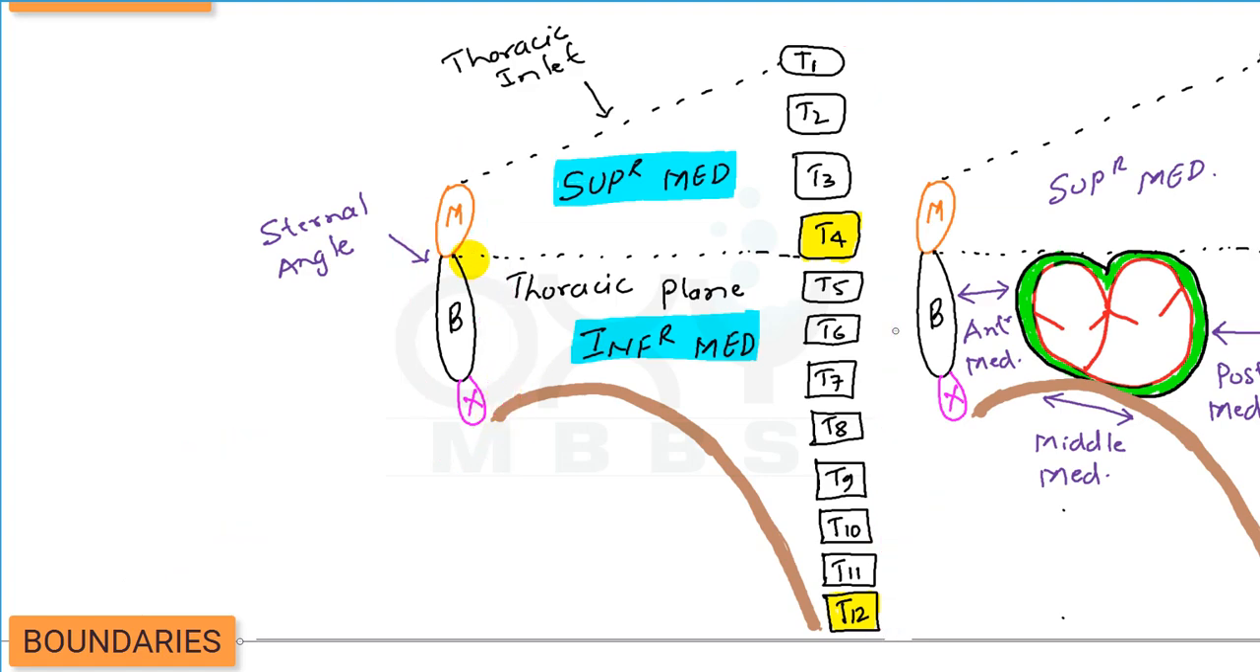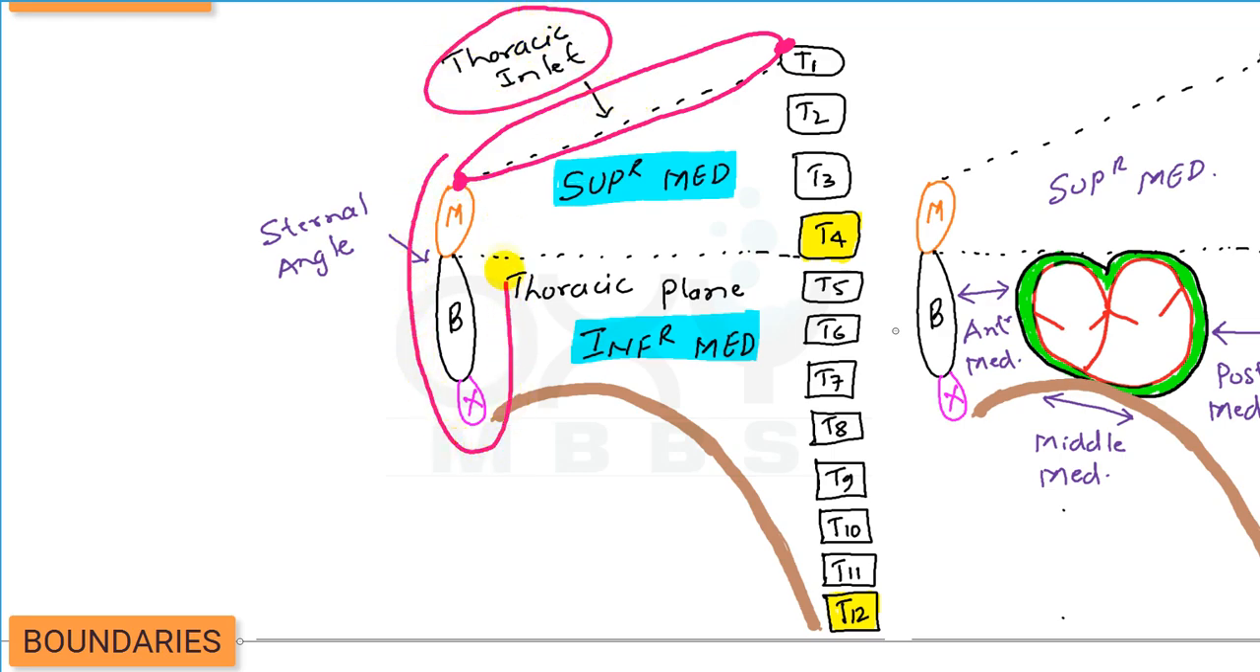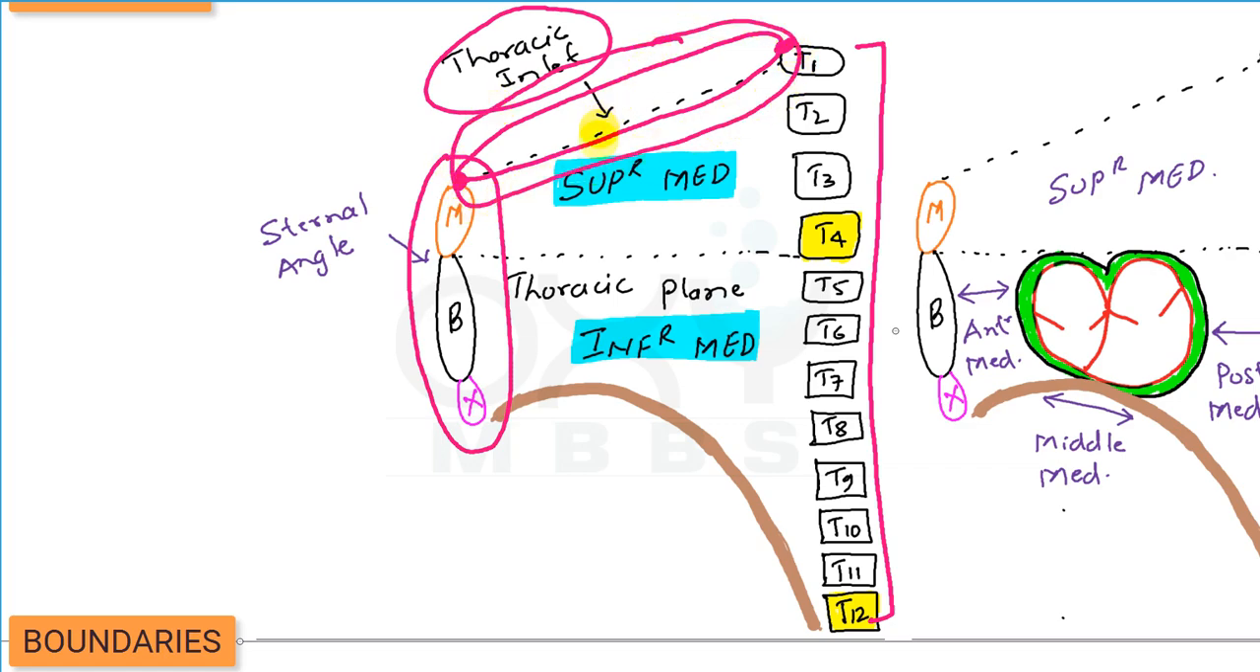And the point where the body and the manubrium joins, they make some angle, and that angle is called as sternal angle. So sternal angle is present at the junction of the manubrium and the body of the sternum. Now from the tip of the manubrium up to the upper border of the T1 thoracic vertebra, there is a circular area, and that circular area is called as thoracic inlet.